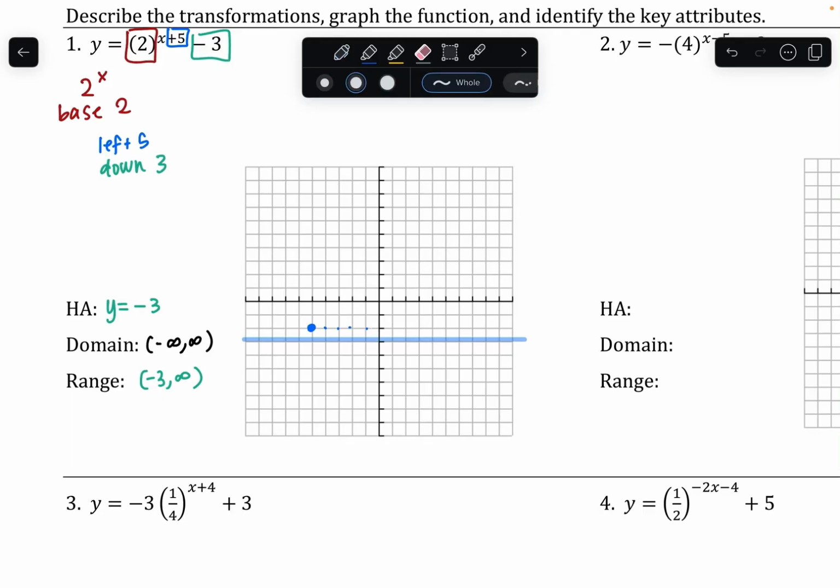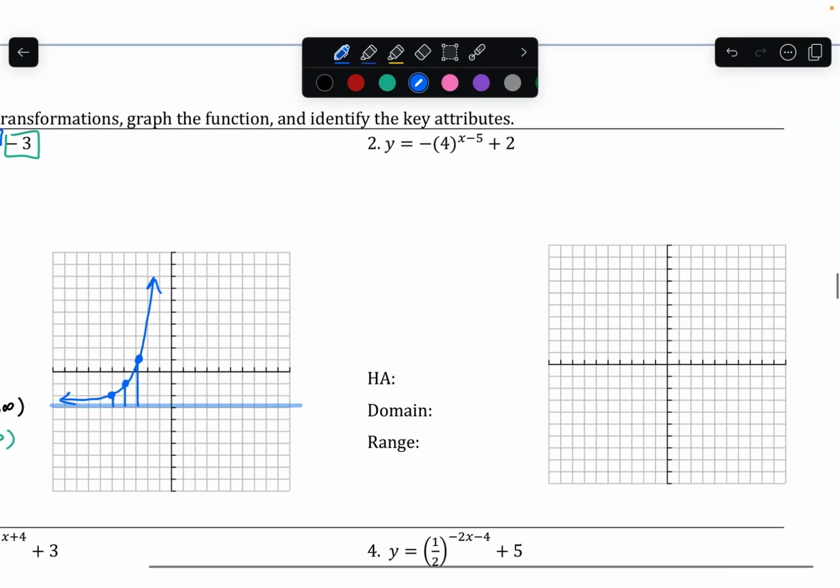Okay, after you get your 1 away point, now do your base away. And so here's 1, here's the base, 2, and then a distance of 4. Okay, and so then you can create the rest of your graph, growing to the right, decaying to the left.